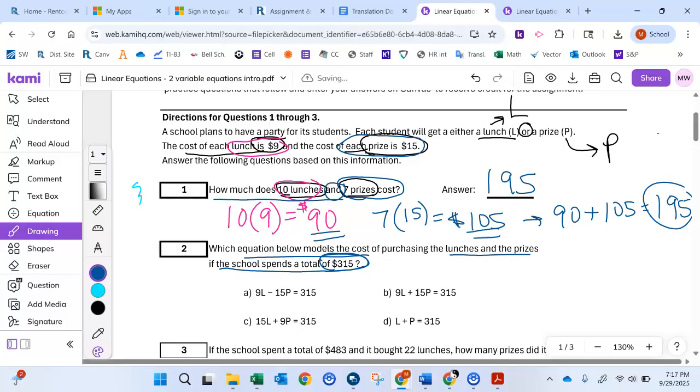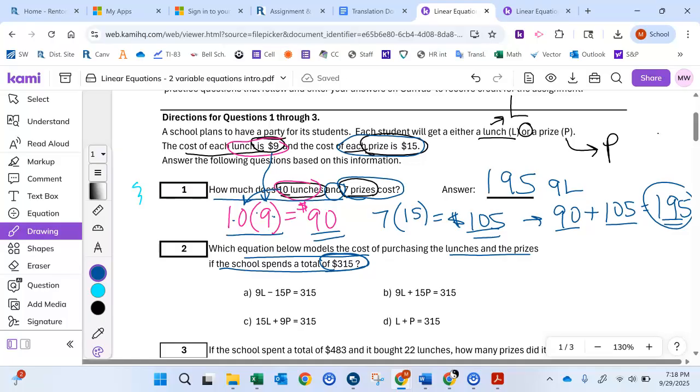Well, the first thing to think about is how did we get 195 in the previous question? Well, it was 90 plus 105, right? How do we get 90? Well, it was 10 times 9, right? Where do we get 10? It's the number of lunches, and 9 was the price of each one. So what did I do? I went 9 times the lunch.